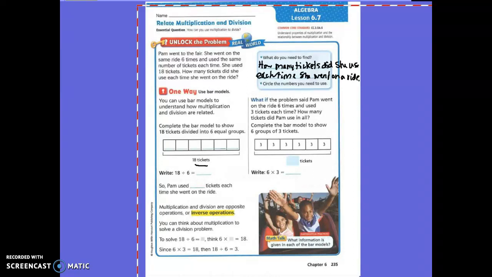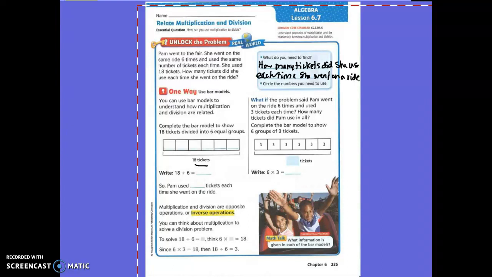What do you guys think? What number? 6. 6 times 6, 18 divided by 6 is 6. So if I skip counted by 6 times, it would get to 18. Okay, let's try it. 6, 12, 18, 24, 30, 36. So does 18 divided by 6 equal 6? No. 36 divided by 6 is 6.